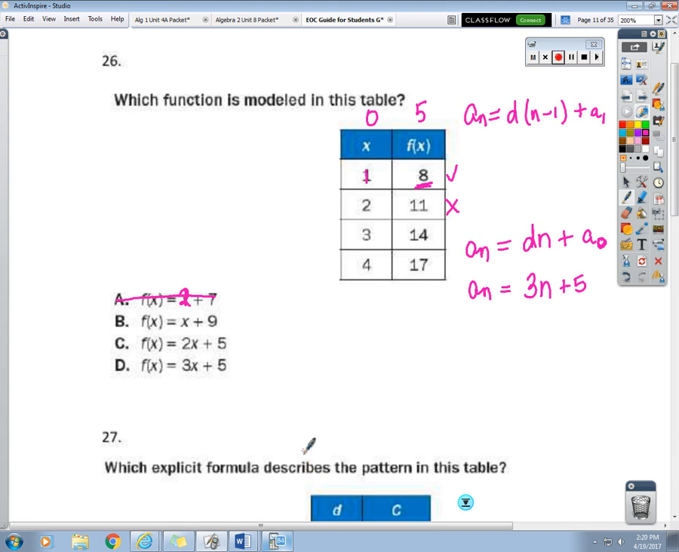Y'all got to focus. This test is not easy at all. 3, we already know this is the right answer. So now let's try plugging in that one. If I plug in a 1 for the x, what's 3 times 1 plus 5? 8. If I plug in a 2, 3 times 2 plus 5 is? If I plug in a 3, 3 times 3 plus 5 is? And if I plug in a 4, 3 times 4 is 12, plus 5 is? You should not miss questions like that. You have 3 different ways to answer it.